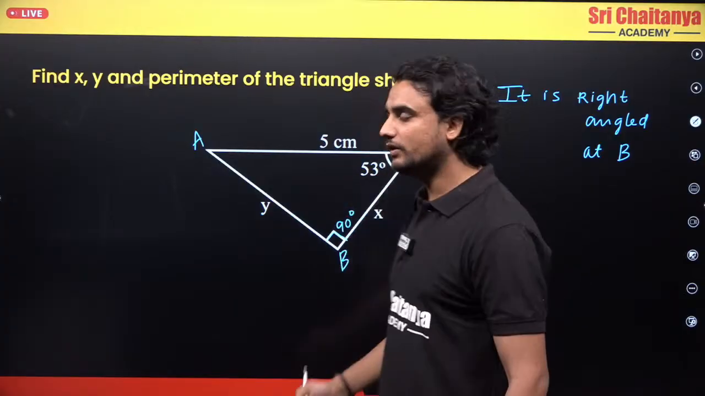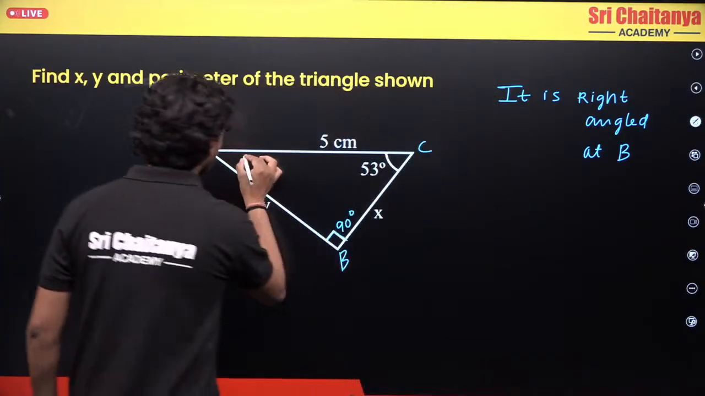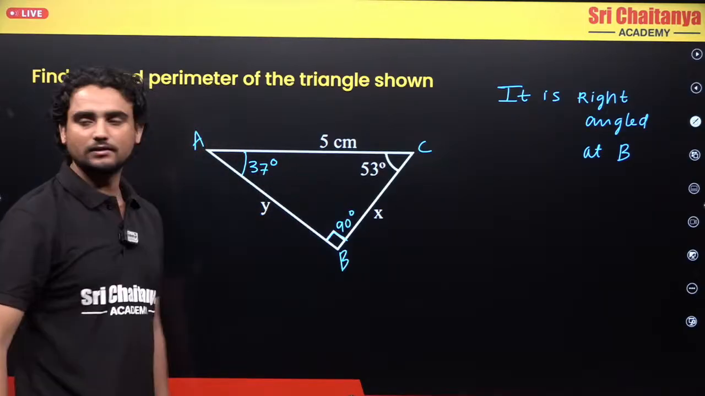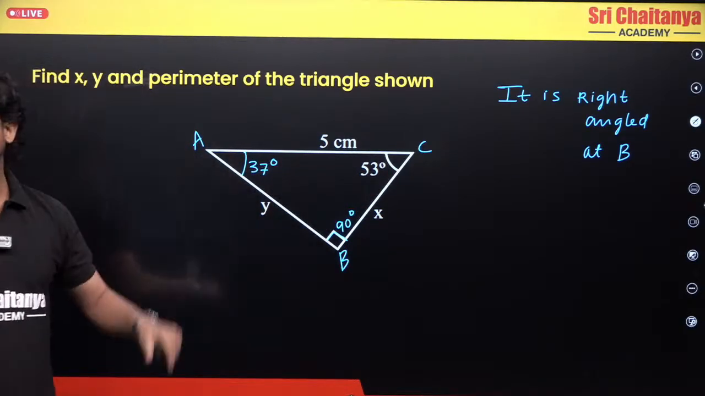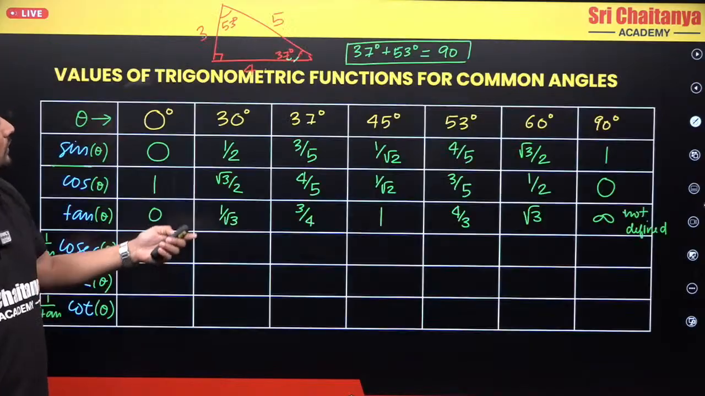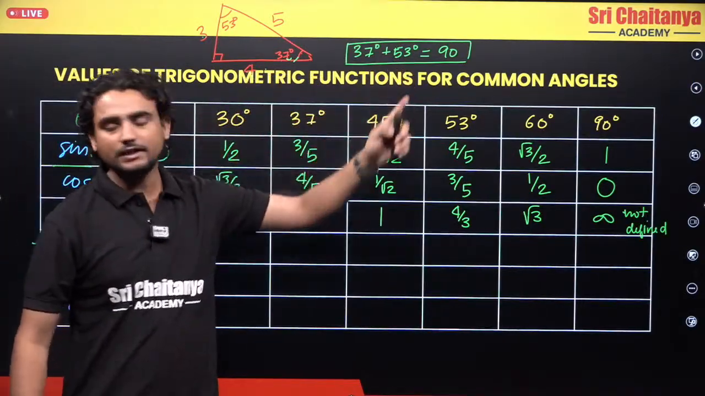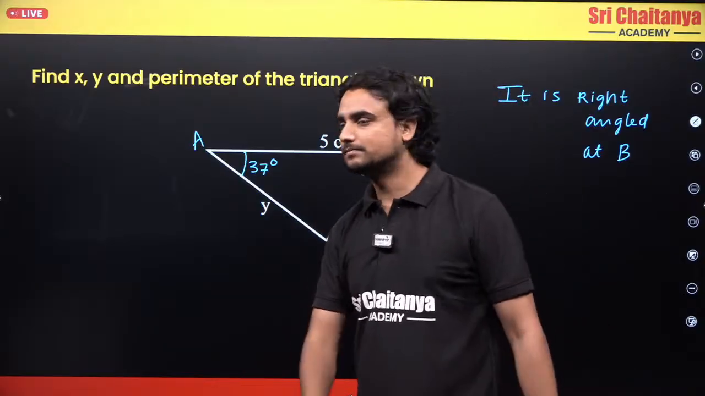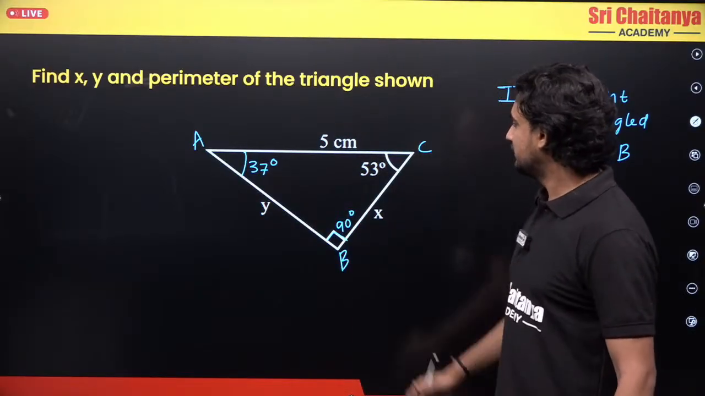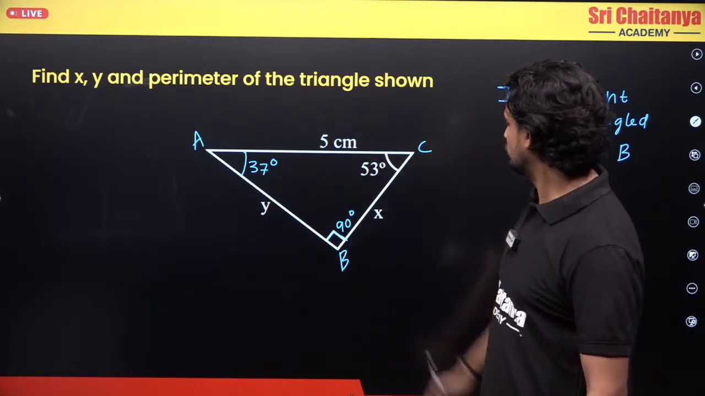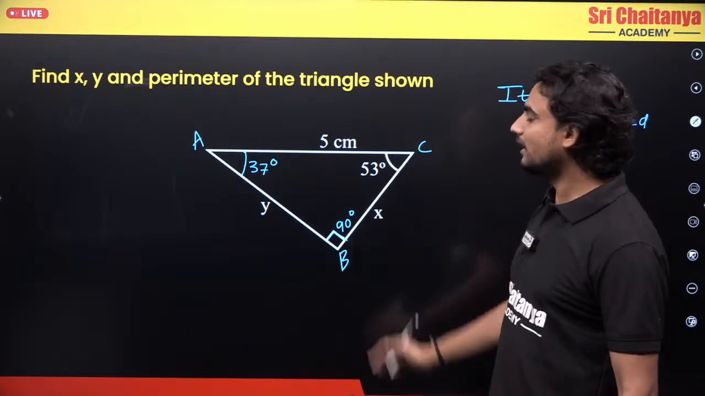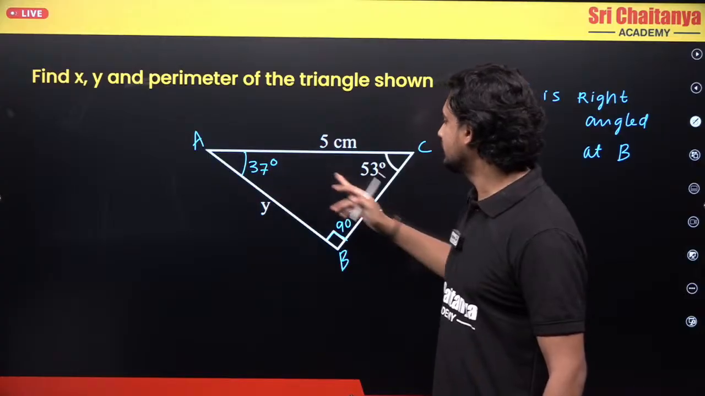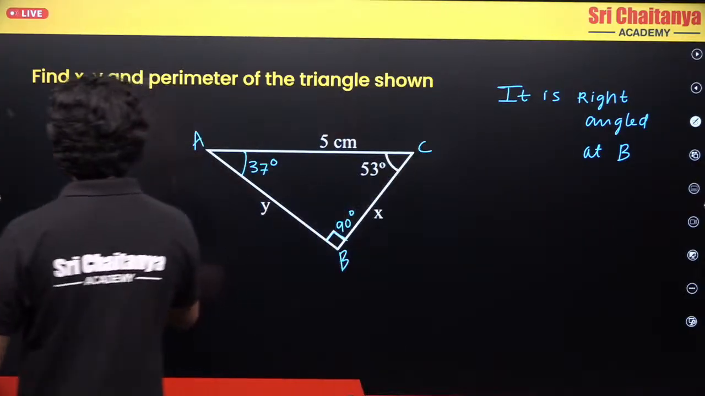Now, we know that if one angle is 53, the other will be 37 degrees. If one is 53, the other will be 37. Why? Because I told you that 37 and 53 are complementary to each other. These small things you should remember. So now I have this triangle, with x and y. In this right angle triangle, what did I tell you? That opposite to 37, this is the triangle of 3, 4, 5.